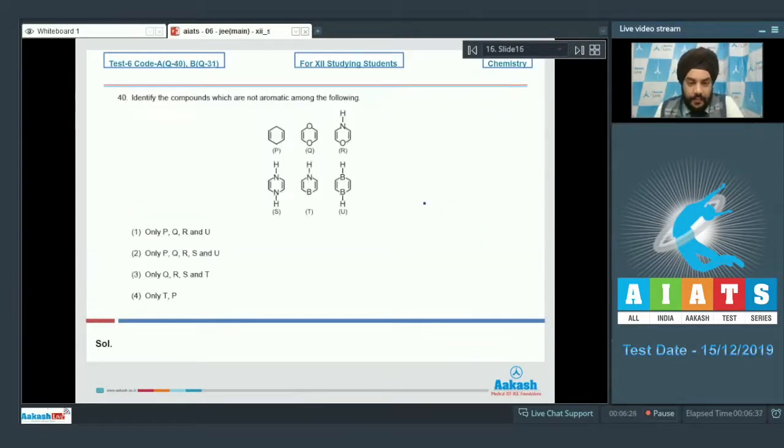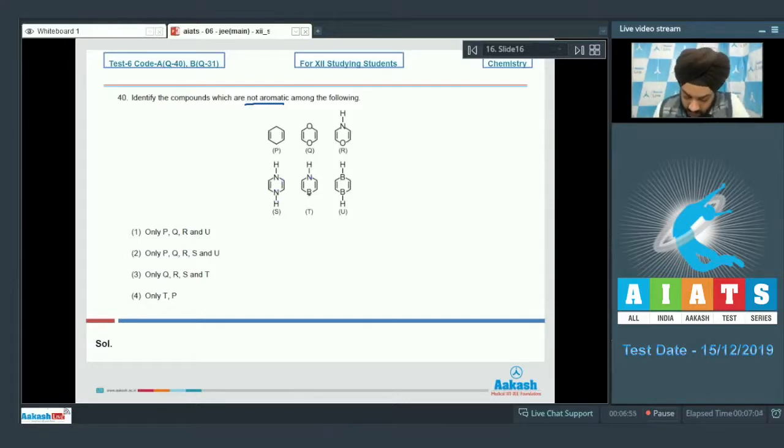Question 40. Identify the compounds which are not aromatic among the following. So students, if we look at these compounds which are given to us, P is non-aromatic. Okay. Q is anti-aromatic. There are 8 pi electrons in conjugation. Okay. This is also not aromatic. It is again anti-aromatic. Okay. If you talk about the S compound now, the compound given in option S is also anti-aromatic.